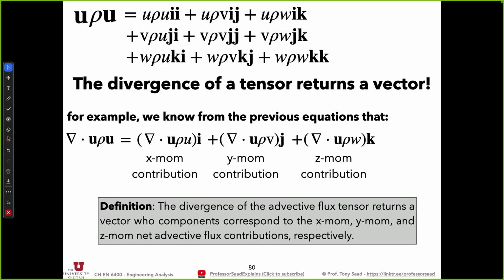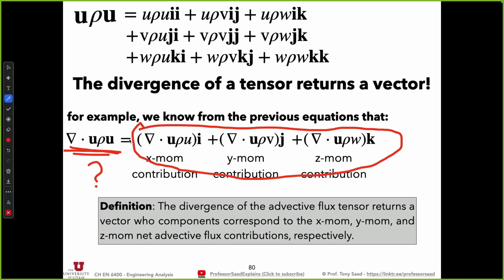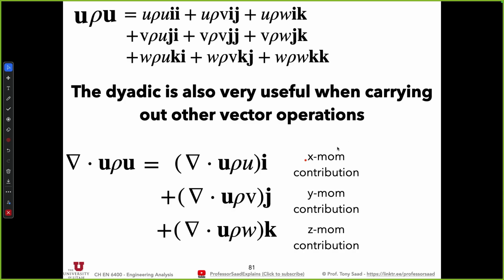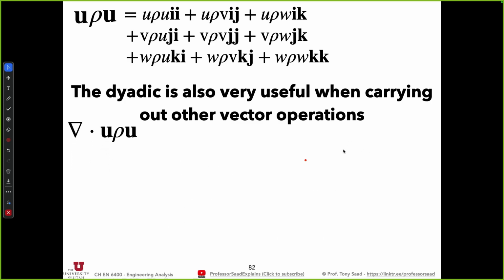So far, right now, we don't know how to do this. But we know it must be equal to this. Agreed? Okay, so next I want to teach you a way of how to compute this using dyadics and then using tensor notation. We will learn to do it in two ways. The first way is using dyadics, and that's to me the most straightforward because all you have to do is simply do a dot product the usual way we do divergences.